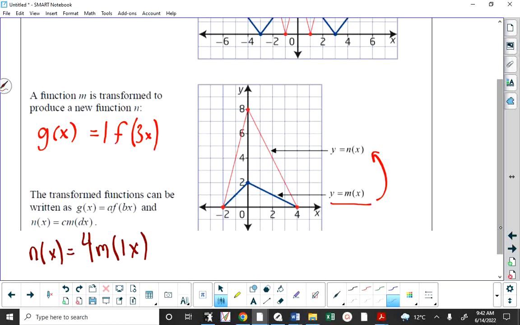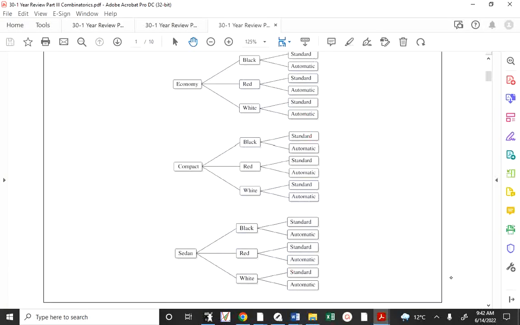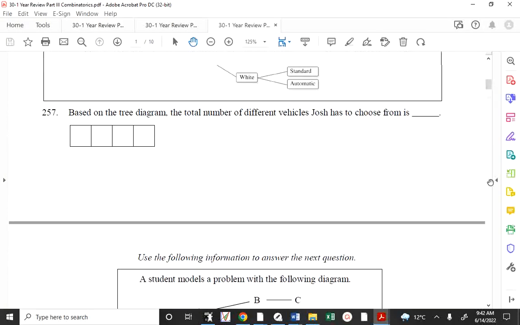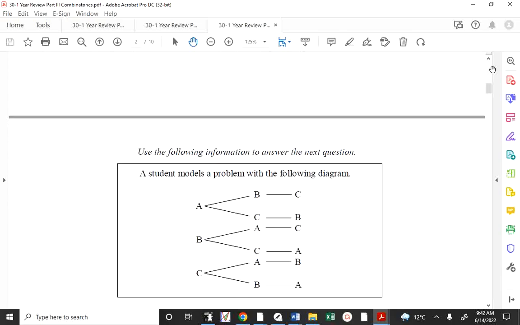Is that okay? Ian? 258. Okay. Is that in trig? Yeah, no, that's it. Okay. Oh, why does it?